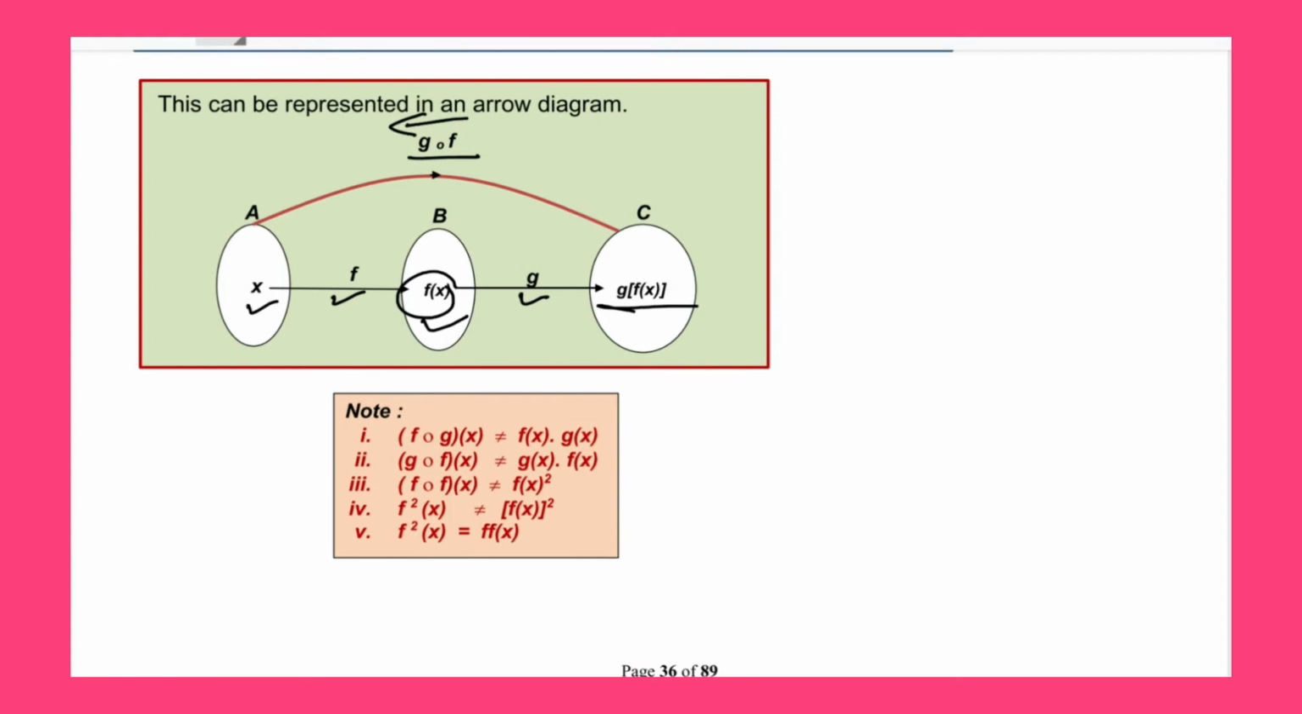Down here we have five notes. First note: f compose g of x does not equal f(x) multiplied by g(x). Second note: g compose f of x does not equal g(x) multiplied by f(x). Third note: f compose f of x does not equal f(x) squared. Fourth note: f squared of x does not equal the function squared. And the fifth note: f squared of x equals f compose f of x. Please take note here.